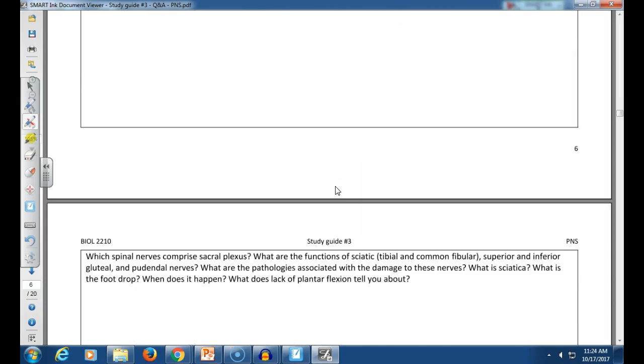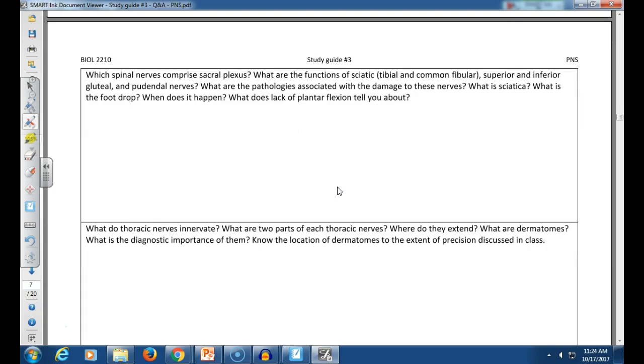Spinal nerve sciatic. Sciatic is pretty boring. Understand that there are two parts. Okay? So tibial nerve innervates which part of the lower leg? That's fibular. Fibular innervates the shin. As you want to say, tibial innervates the calf.